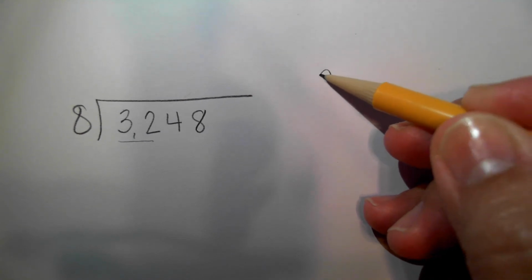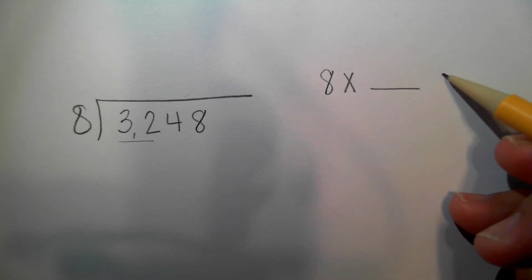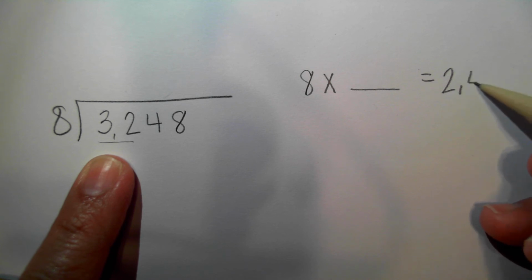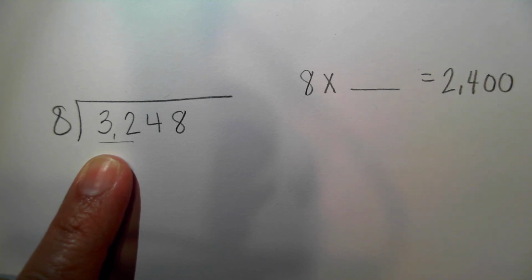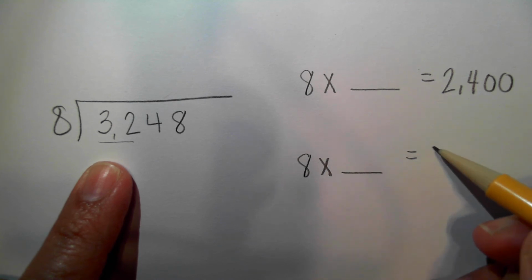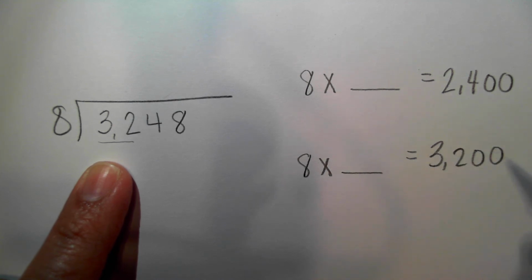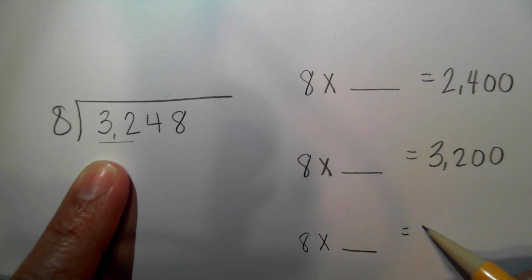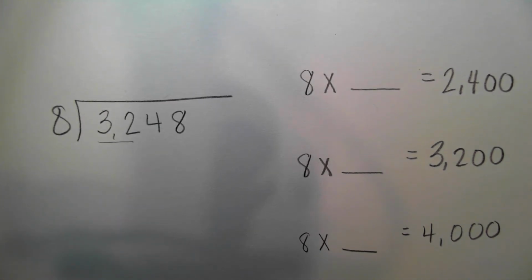Let's think of fact families in the 8s and something that gets close to 32. Well, I have 8 times a number, and the fact family before 32 will be 2,400. Then there's also another one, 8 times a fact family, 3,200. Ooh, that's looking like it. And then the next one, 8 times another fact equals 4,000. Which one do you think will come closest to it? Well, I think the one that would get me closest will be this one right here.